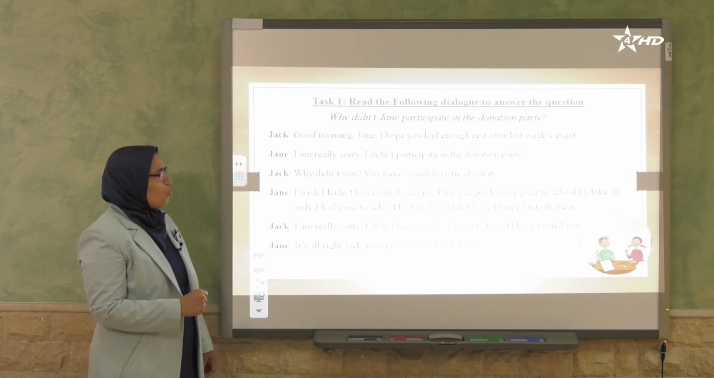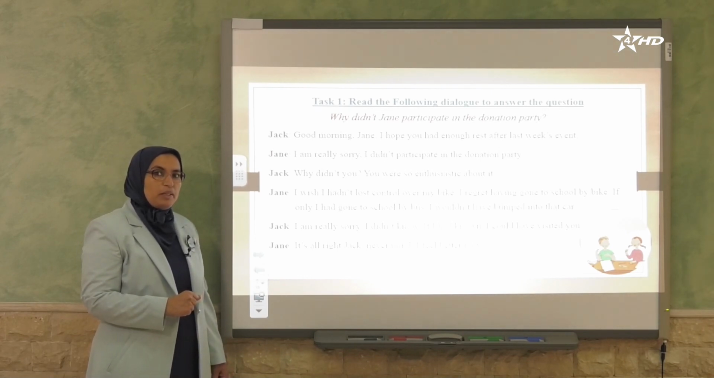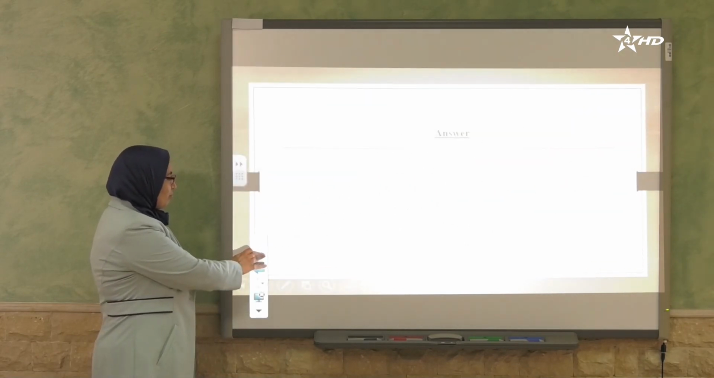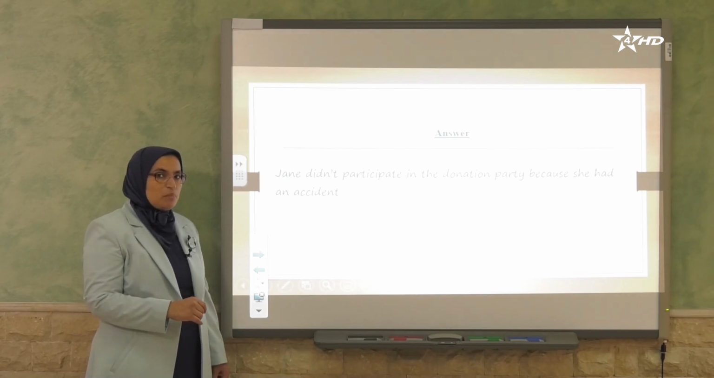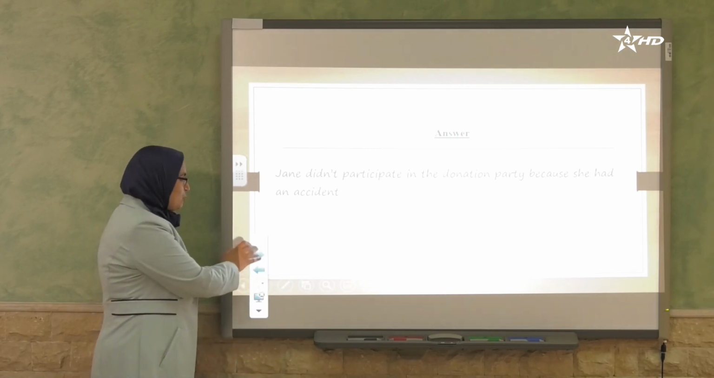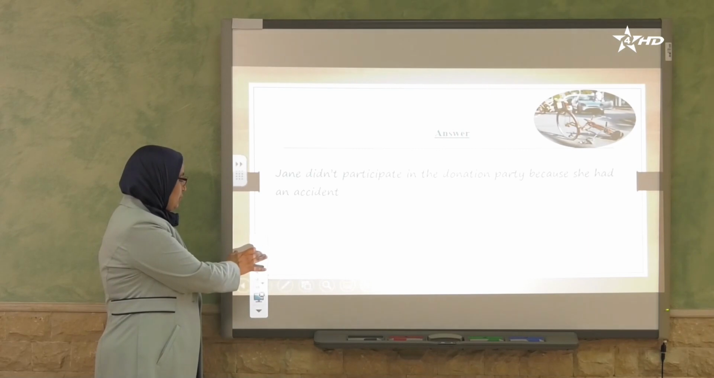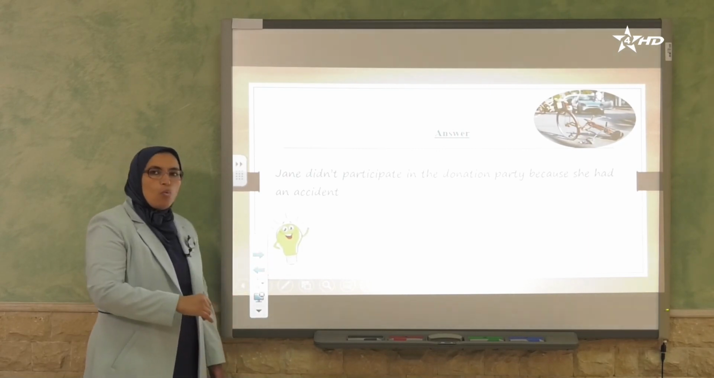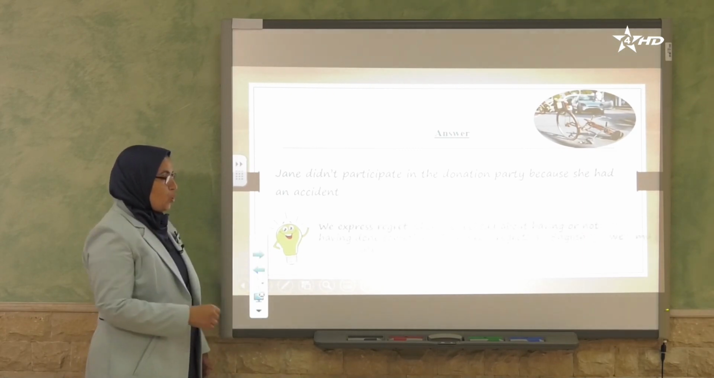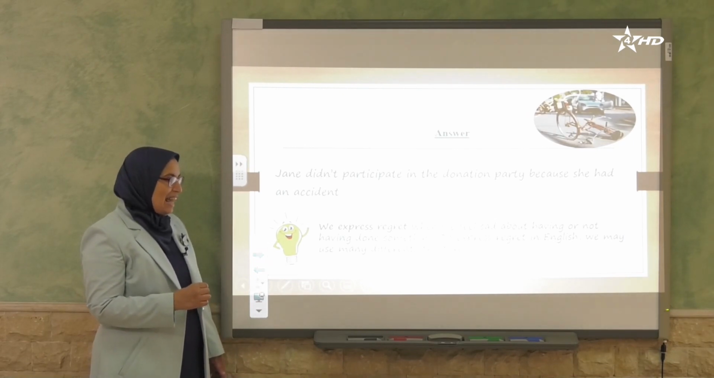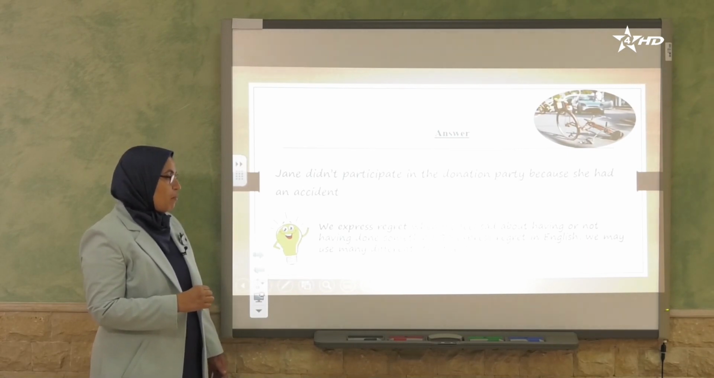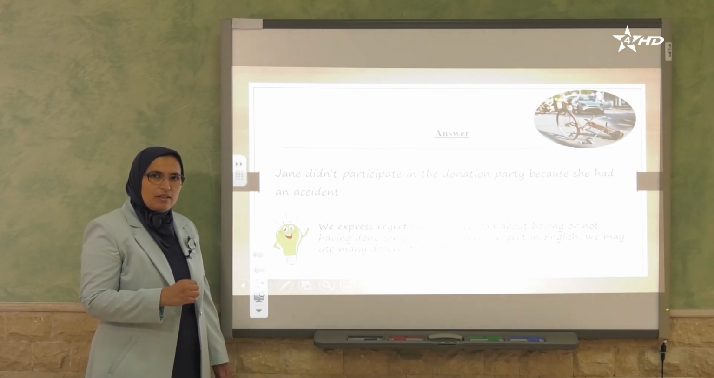Okay, why didn't Jane participate in the donation party? Any idea? Jane didn't participate in the donation party because she had an accident. She bumped into a car. Now, when do we express regret? Or what is regret for? We express regret when we feel sad about having or not having done something. To express regret in English, we may use many different structures. What are they?